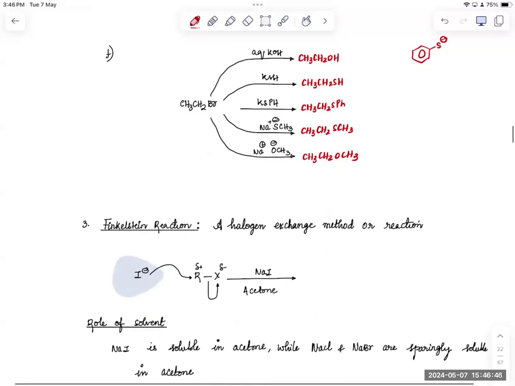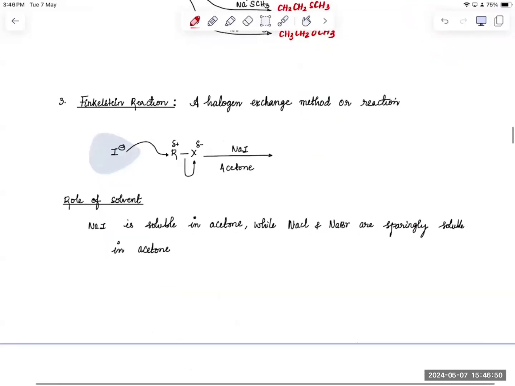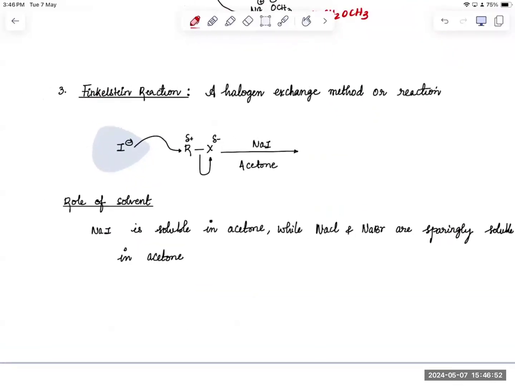All of them are via SN2 mechanism. Next, you see Finkelstein reaction. Finkelstein reaction is when you have a halogen exchange happening. That is, if you have RX, X minus is removed by another halogen, and preferably a halogen like iodide.